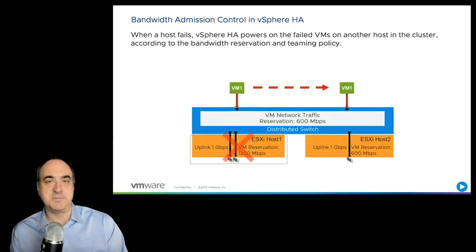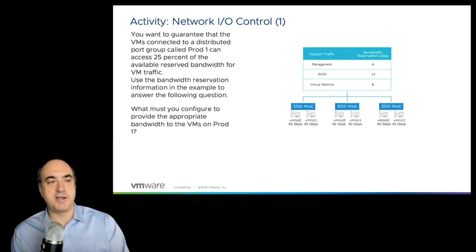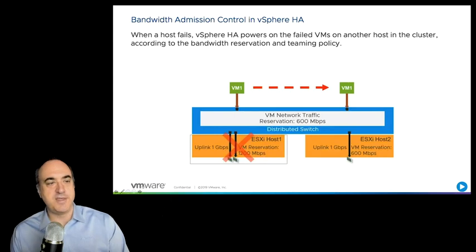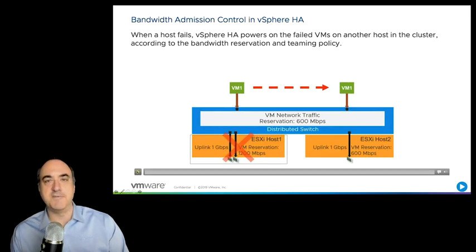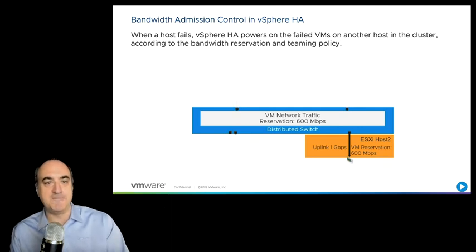HA also participates in this too, right? If a host fails, and therefore the VMs will fail, in order for the VM to be powered on somewhere else in the cluster, the VM needs to be powered on a host that also has an available reservation. So it will only be able to be powered on if the surviving host has that network reservation available for them.